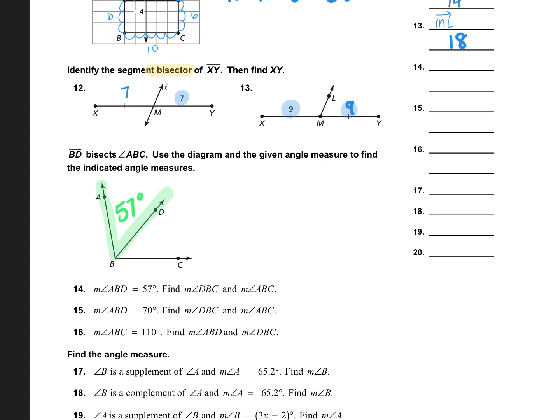Find the measurement of DBC. Keyword in the directions, they told us it bisects. So again, cutting it in half evenly. So who could tell me what's the measurement of DBC? It is also 57 as well. So 14, the first part, the measurement of angle DBC is 57 degrees.